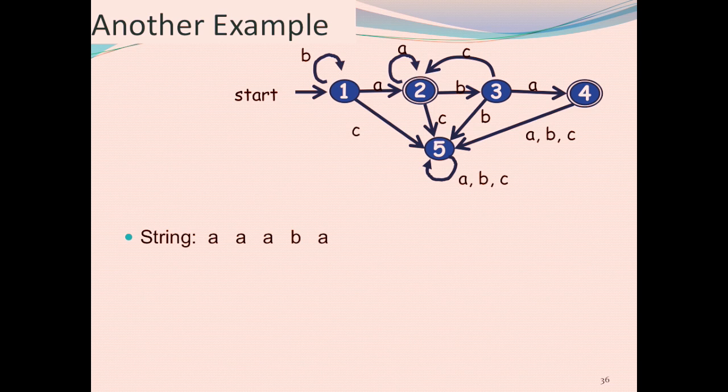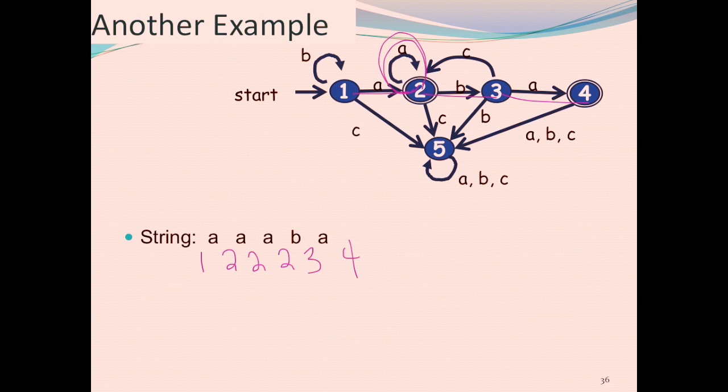A. Let's see, we start at state 1. We see an A, we go to state 2. We see another A, so we stay at state 2. We see another A, so we stay at state 2. We see a B, so we go to state 3. And we see an A, so we go to state 4. By the way, notice 5 states in my DFA, 5 letters in my string.